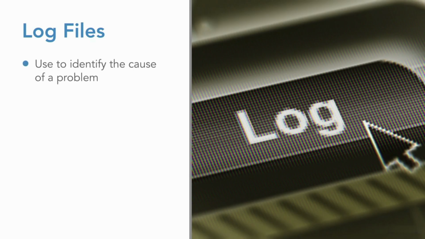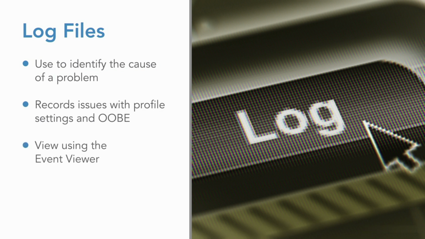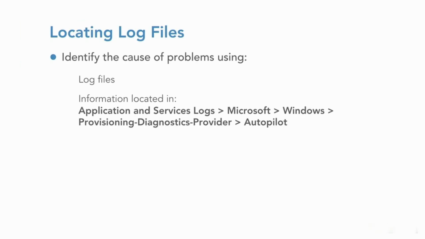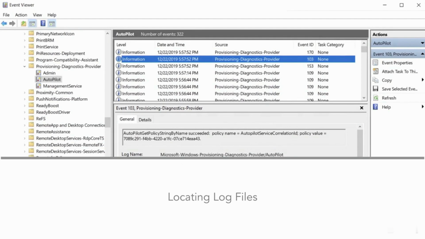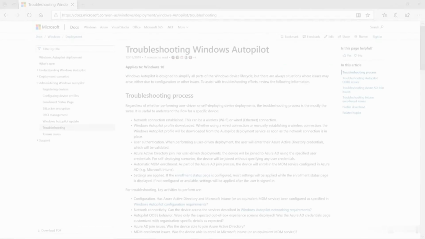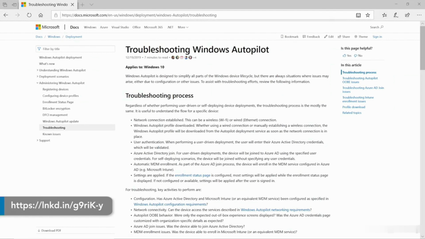Log files can be useful in identifying the specific cause of a Windows Autopilot problem. For example, problems with profile settings and the OOBE are recorded in event log entries. You can review the log entries using the Windows Event Viewer. The logs are located in Application and Services Logs, Microsoft, Windows, Provisioning-Diagnostics-Provider, and then Autopilot. For example, a log entry might show that Autopilot policy name not found. The website on screen is an excellent resource for interpreting the events that may be recorded when using Windows Autopilot.